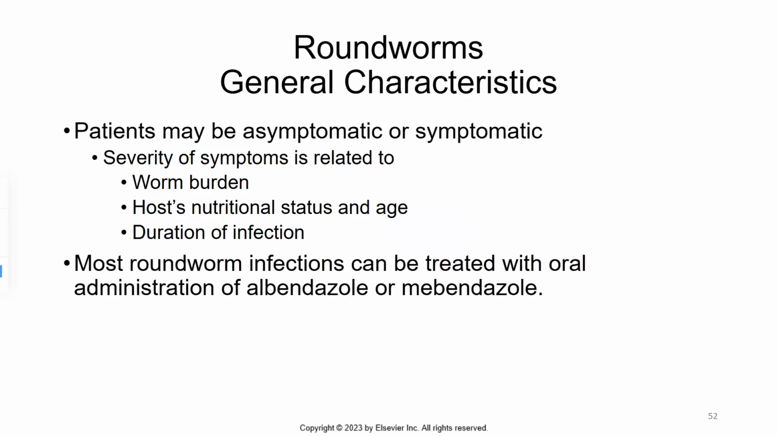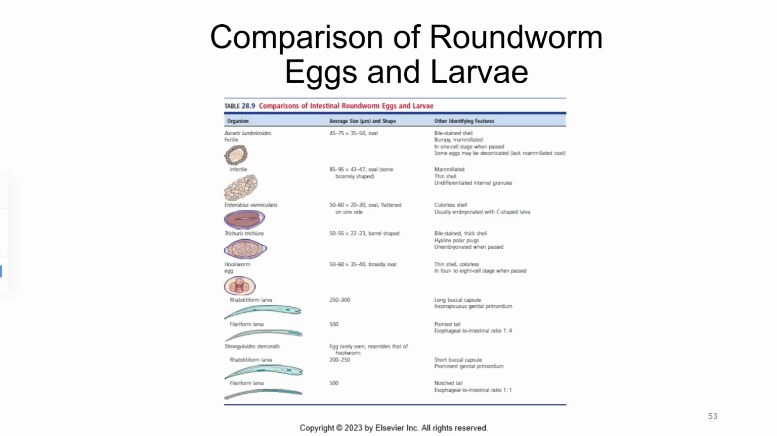Patients may be asymptomatic or symptomatic. The severity of symptoms is related to the worm burden, so how many worms are found inside the body, host nutritional status and age, and duration of the infection. Most roundworm infections can be treated with oral administration of albendazole or mebendazole. Here are some cartoon drawings of our key players.